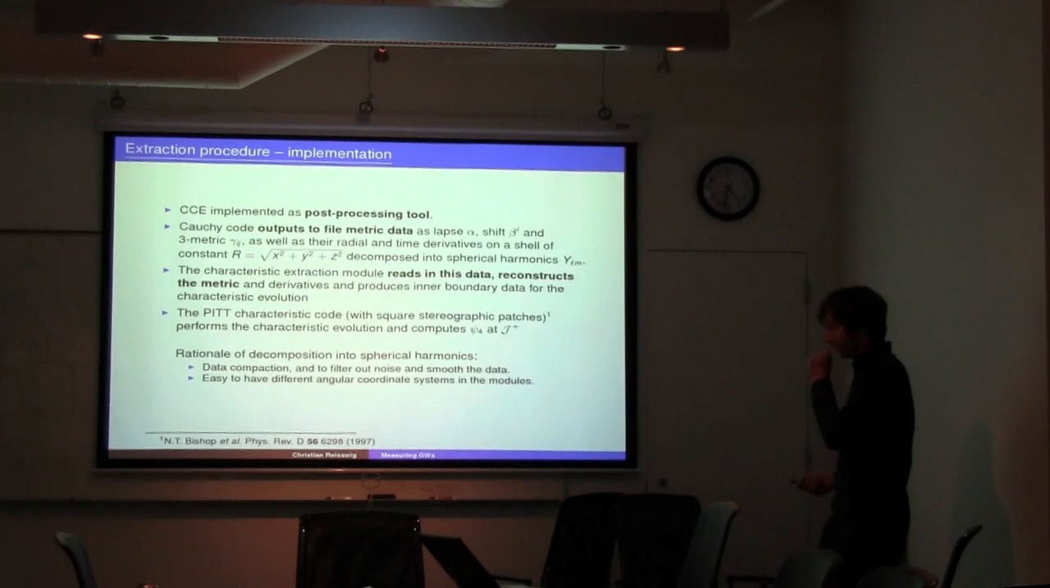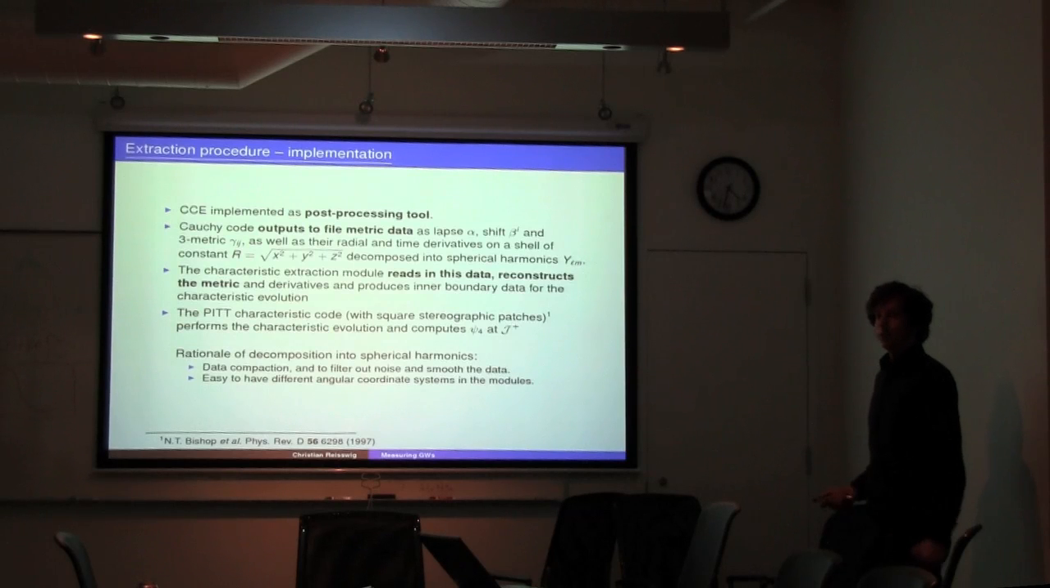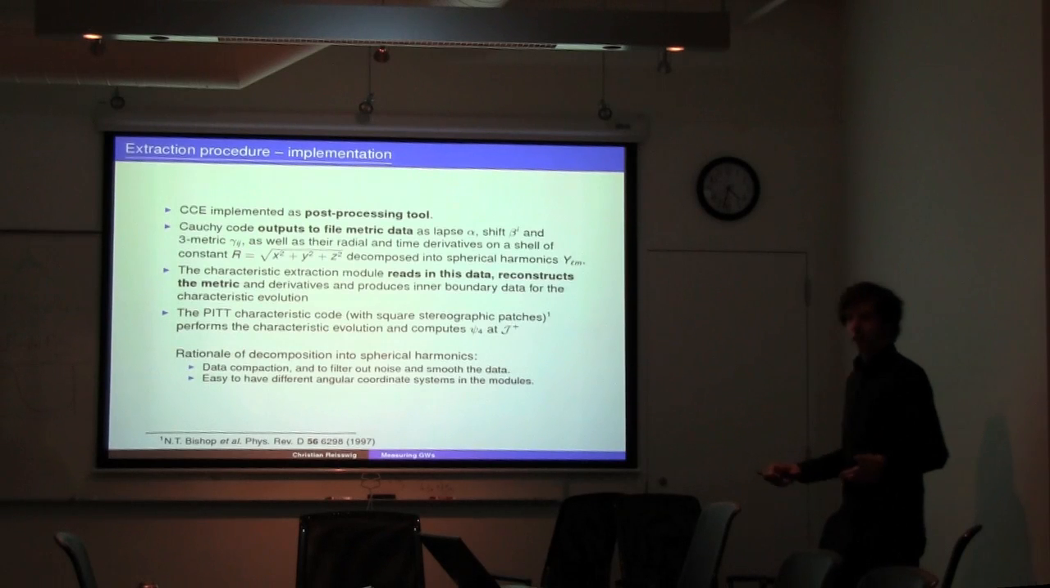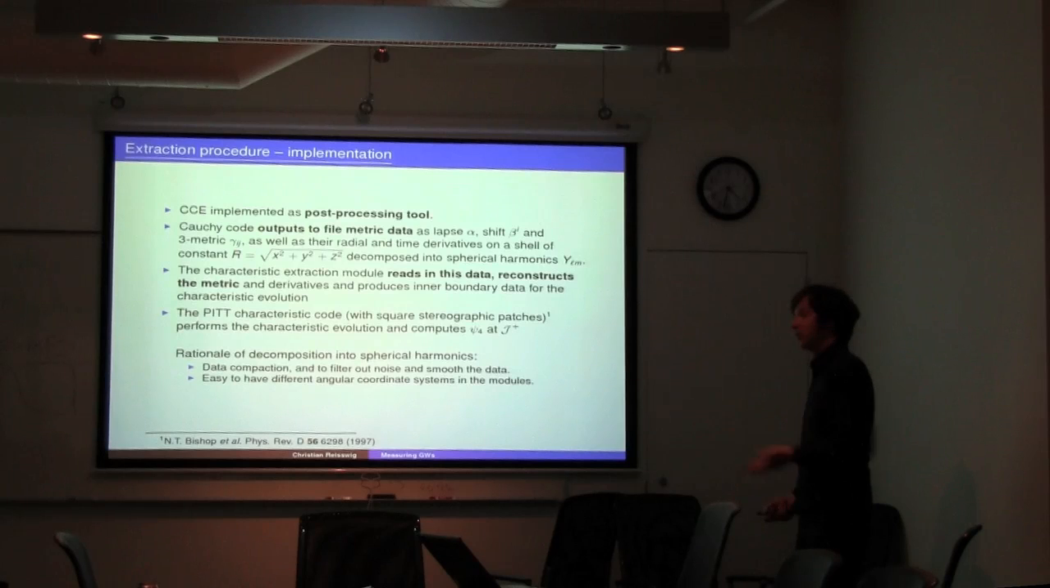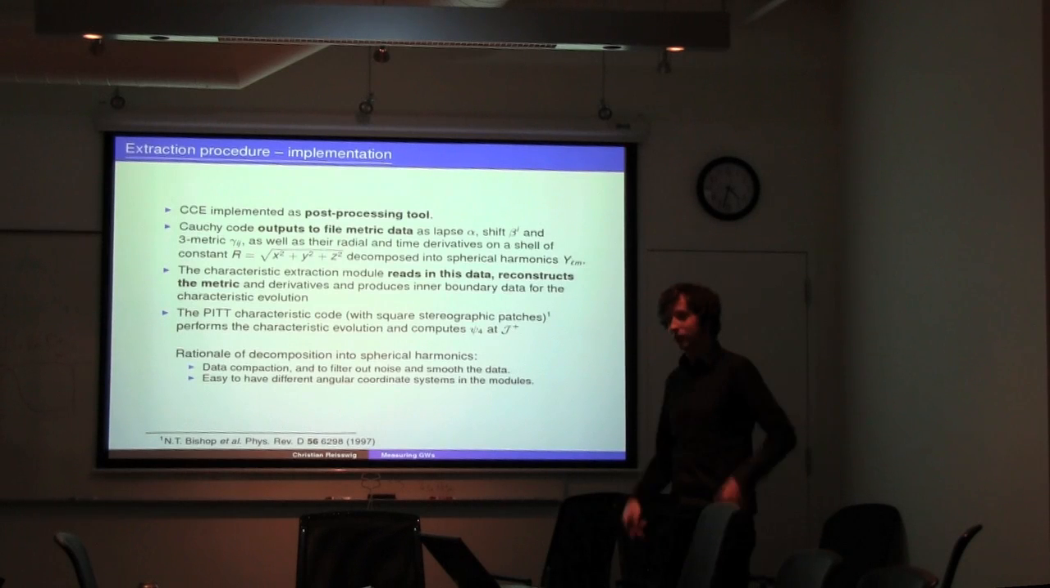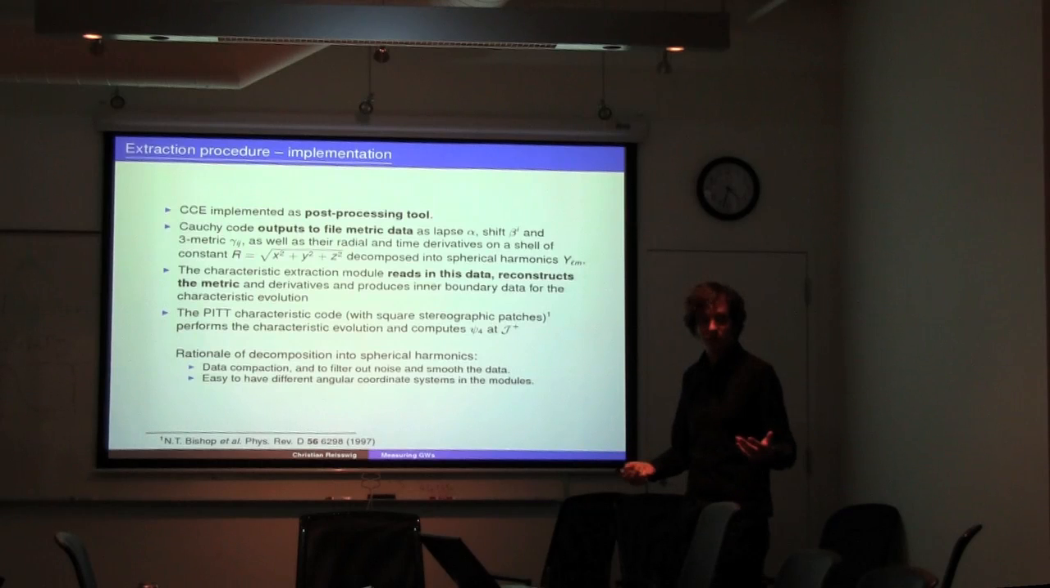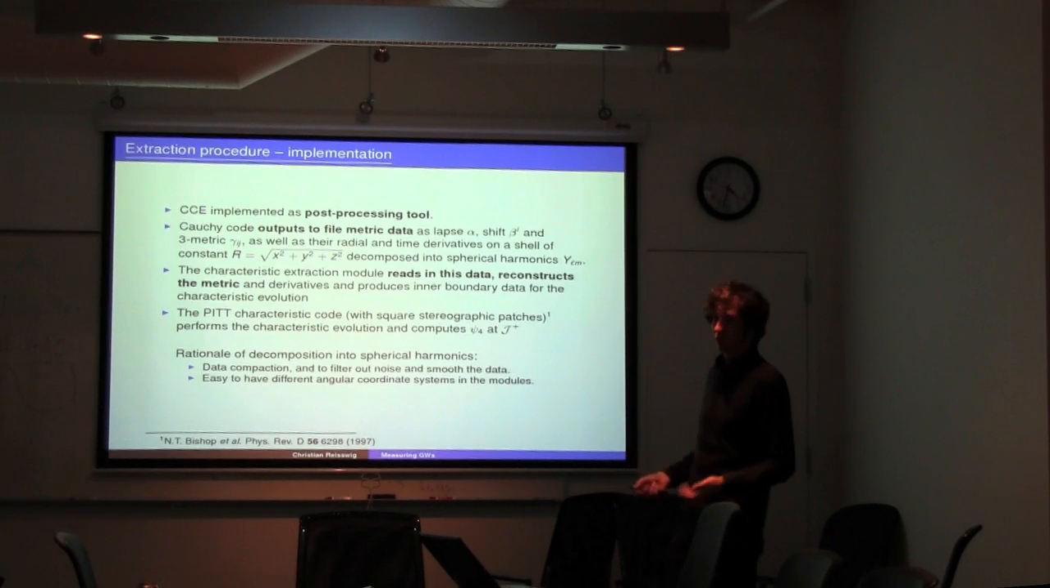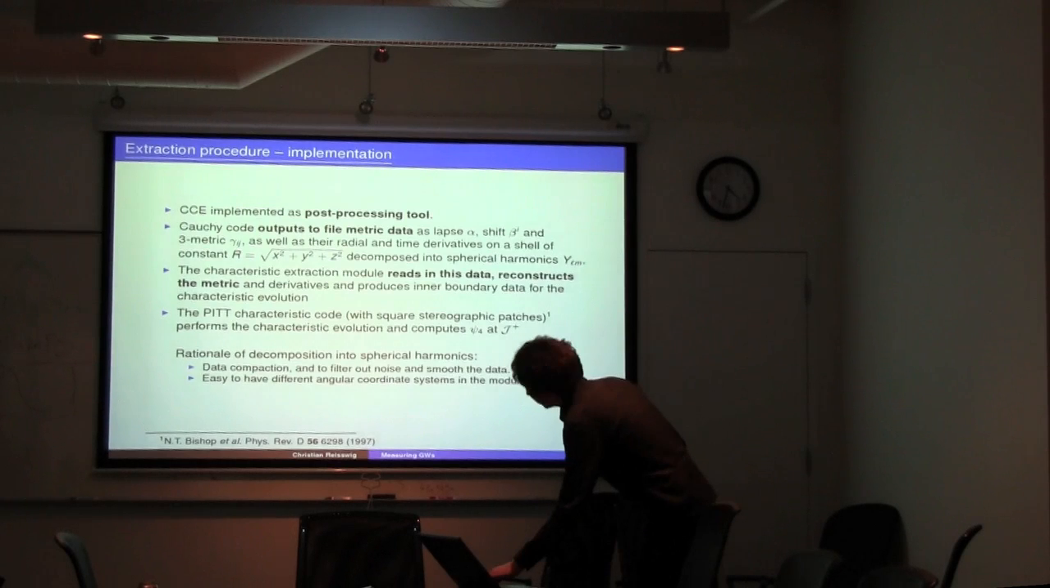Plus, the main advantage really is that we can easily transform to different angular coordinate systems, because the characteristic evolution uses stereographic coordinates, whereas on our coordinate sphere, for simplicity, we just use a polar spherical coordinate system with just one coordinate patch.